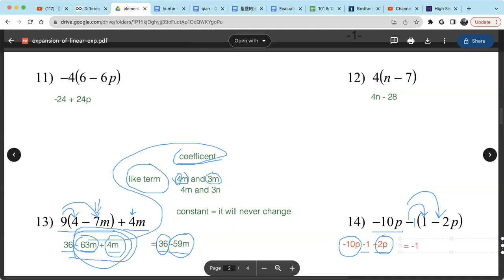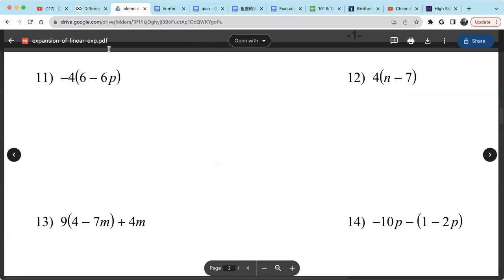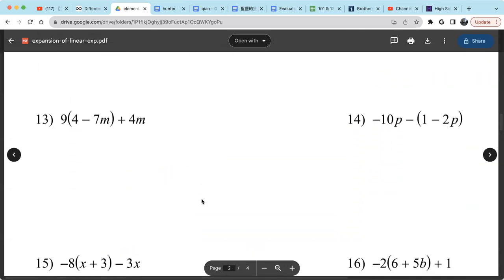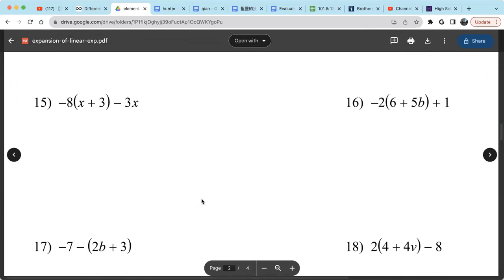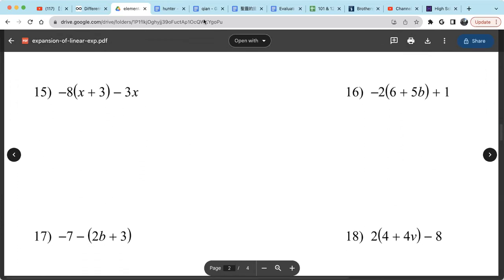Negative 1 is a constant because it's all by itself. Then minus 8p, right? Because negative 10 plus 2 is negative 8. So negative 10p plus 2p, that's negative 8p. Okay, I hope you have the same answer as mine. Let's see, those four. I think that this might be the last four.